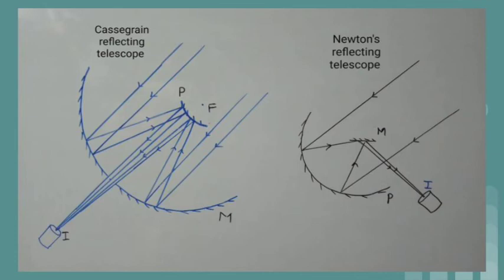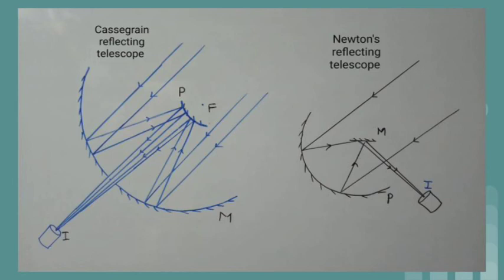The parallel rays coming from distant stars tend to converge at focus F of the mirror after reflection, but they fall on a convex mirror P placed before F, which reflects them in the direction of the hole. These reflected rays are collected at I, passing through the hole, and the image is formed at I, which is seen through the eyepiece placed there. In normal adjustment, the magnifying power of a reflecting telescope is M is equal to fo by fe, which is also equal to R by 2 divided by fe, where R is the radius of curvature of the concave reflector.